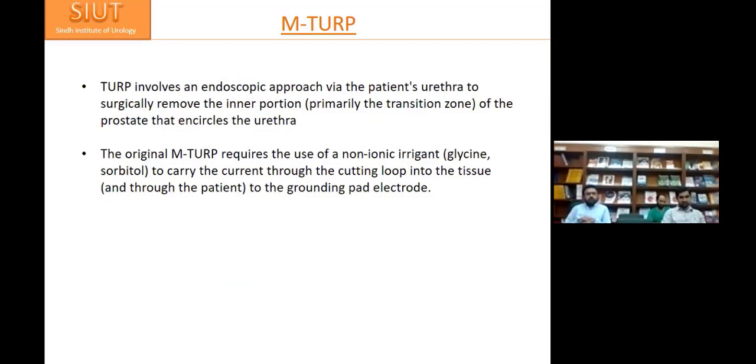Monopolar TURP. TURP involves an endoscopic approach through the patient's urethra to surgically remove the inner portions, primarily the transition zone of the prostate that encircles the urethra. The original monopolar TURP required the use of non-ionic solution, glycine or sorbitol, to carry the current through the cutting loop into the tissues and through the patient to the grounding pad electrodes. Now newer technology is bipolar, which uses isotonic solutions.